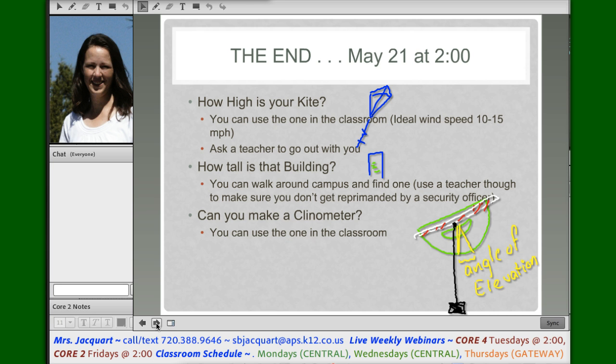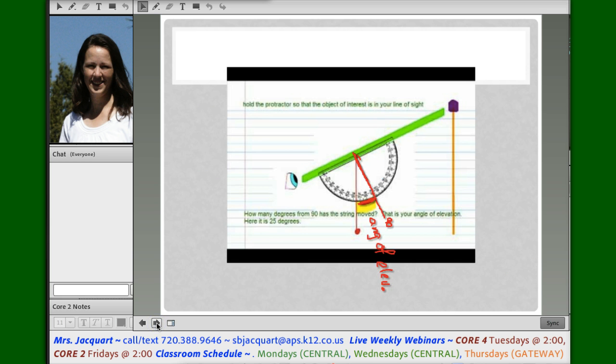Okay, also go measure the height of a building, and you can make a clinometer or you could use the one that's in the classroom. They're mine though, so make sure that you are nice and don't destroy my stuff, because some of it was birthday presents. Kites are birthday presents and Christmas presents for me, so don't destroy my stuff.